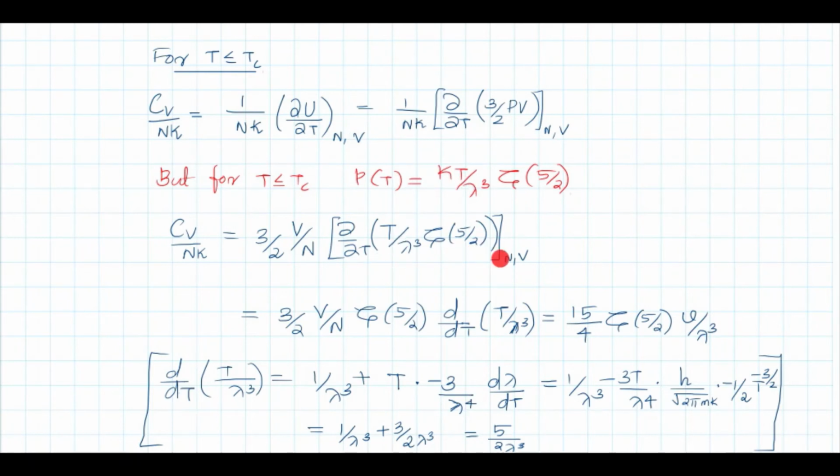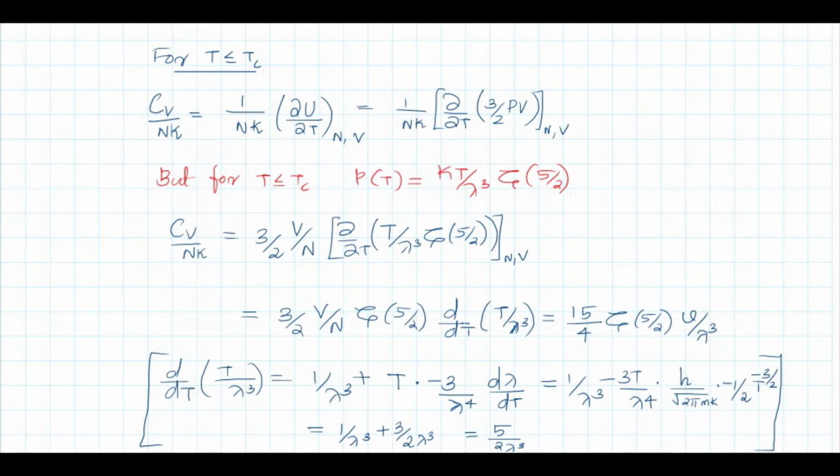You have to take the derivative with respect to T. There are two terms which contain T: one is this T itself, the other one is λ³. So you can take g 5/2 outside: 3/2 V/N g 5/2 times d/dT of T/λ³. You can replace this partial derivative with the total derivative because this has only T dependence. This you can write as 15/4 g 5/2 V/λ³.